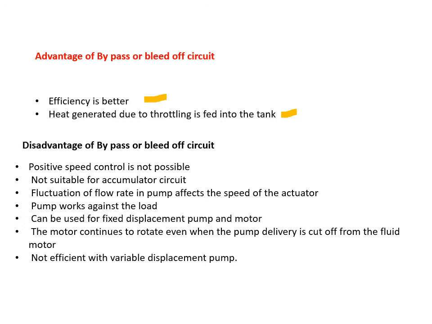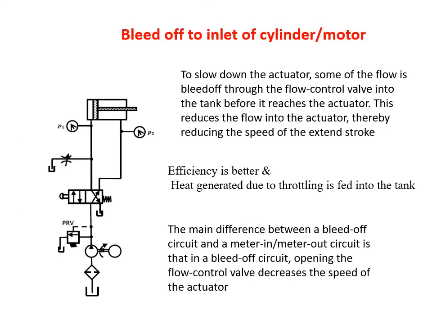But there are some disadvantages: positive speed control is not possible with this, and it is not suitable for accumulator units. That means in circuits in which accumulators are present, this type of arrangement is not suitable. The fluctuations of flow rate in the pump affect the speed of the actuator, and the pump works against the load. It is also not efficient with a variable displacement pump. These are some disadvantages of the bleed off circuit.